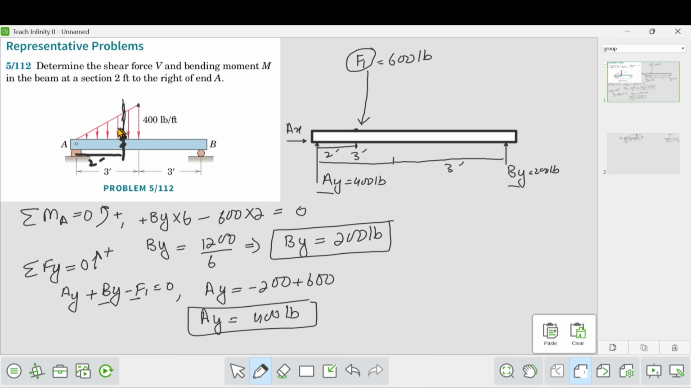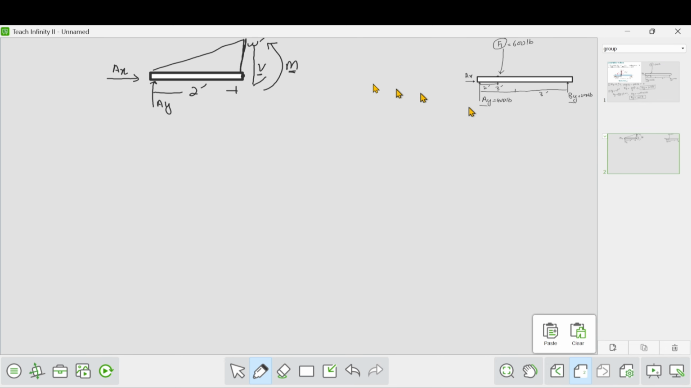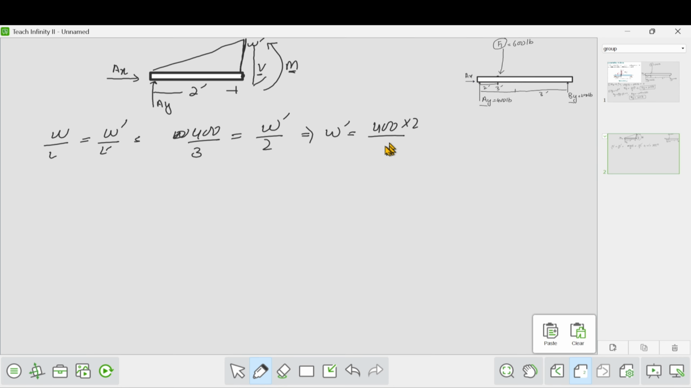So what will be the load at 2 feet? First of all, I will find this omega dash. So omega divided by L equals omega dash divided by L dash. So this L dash is 2 feet. Omega is 400, divided by L, which is 3 feet, equal to omega dash divided by this 2 feet. So omega dash will equal 400 multiplied by 2 divided by 3.